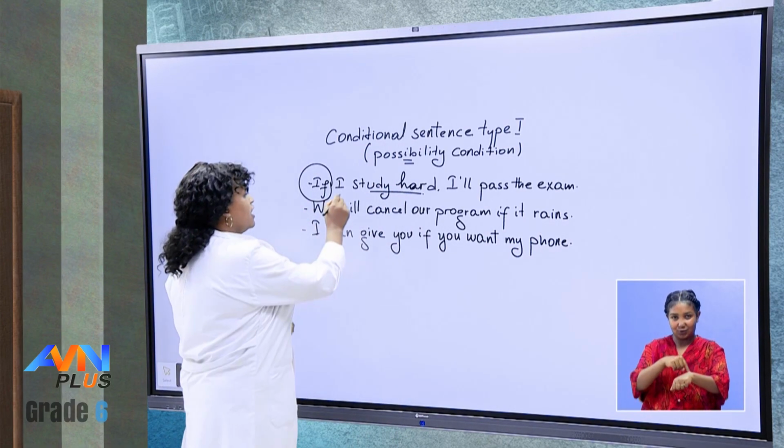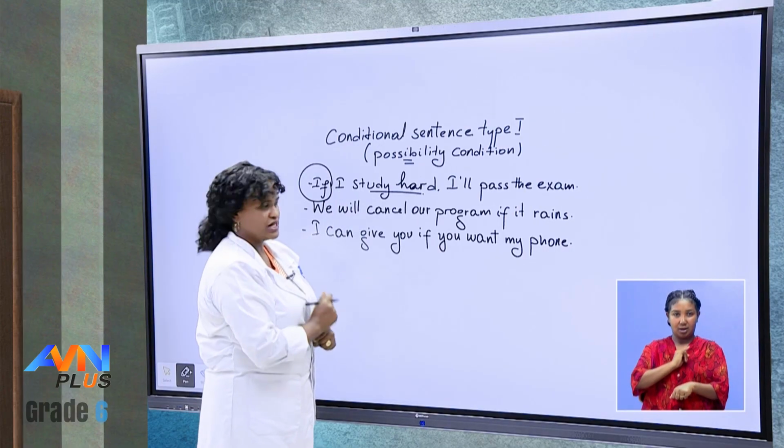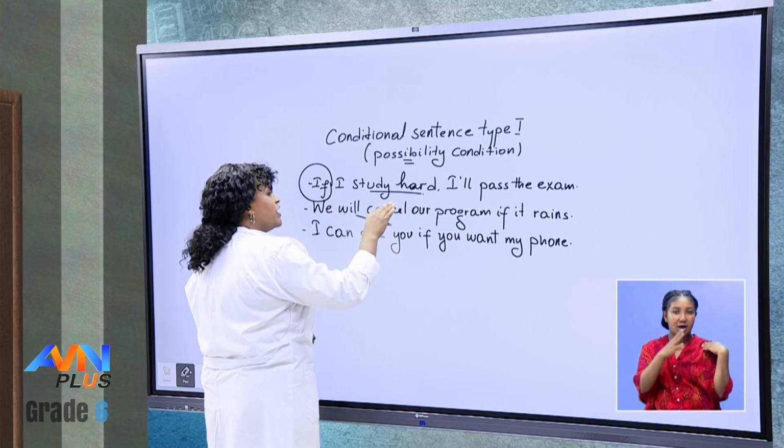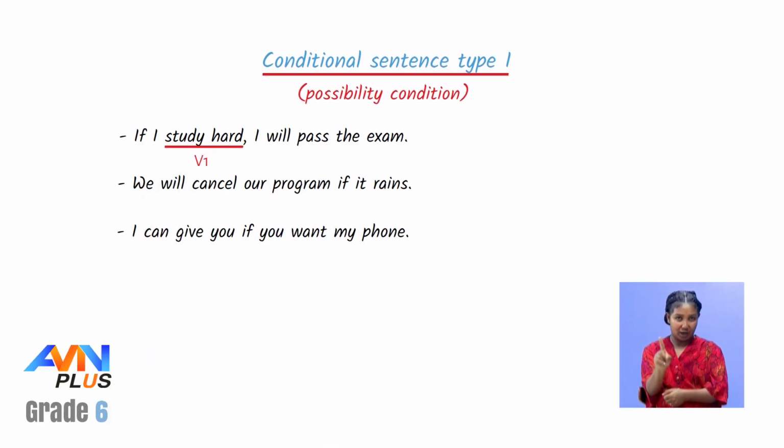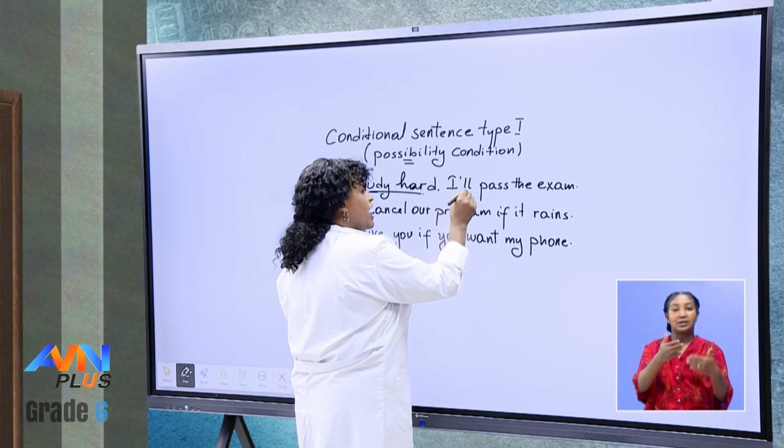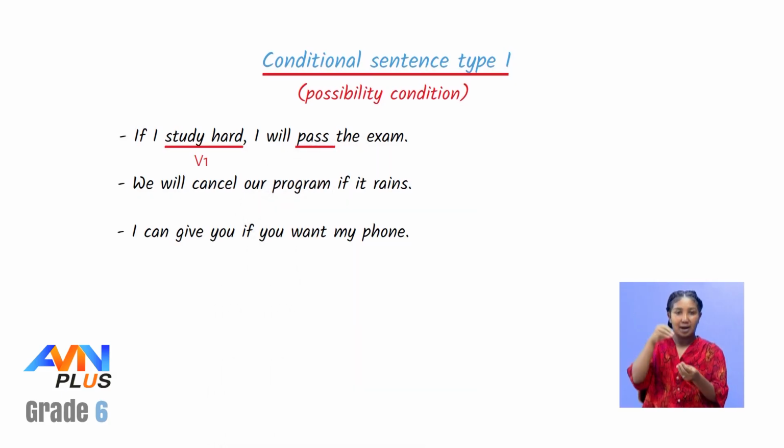Okay? I is our subject, as you know, and what do we have here? We have study, verb 1. All right? Let's go there. After the subject, we have will plus verb 1. Good. Keep that in mind.